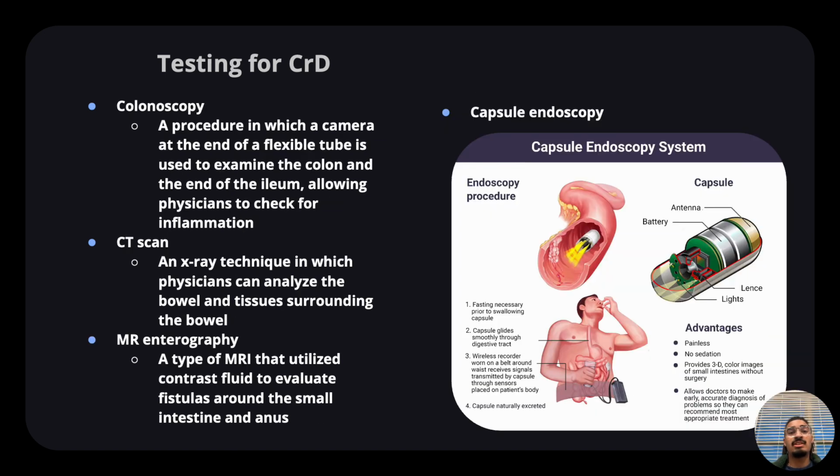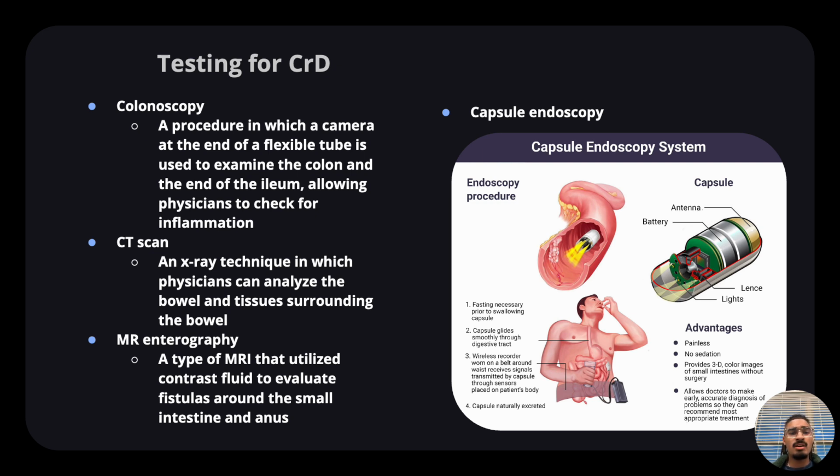There's also additional testing that you can do to actually determine whether or not a person has Crohn's disease, including colonoscopy, a CT scan, an MR enterography, and a capsule endoscopy. Now, colonoscopy, many of you are familiar with, but it's a procedure in which a camera at the end of a flexible tube is used to examine the colon to the end of the ileum, allowing the physicians to actually check to see if there's inflammation occurring.